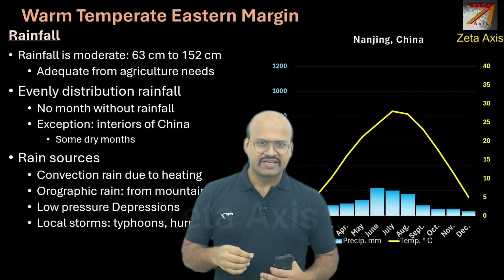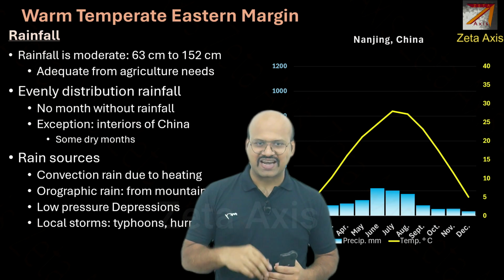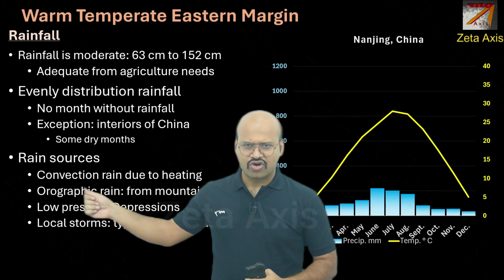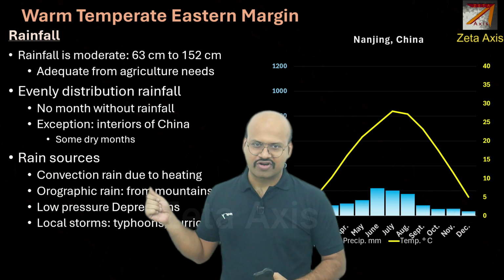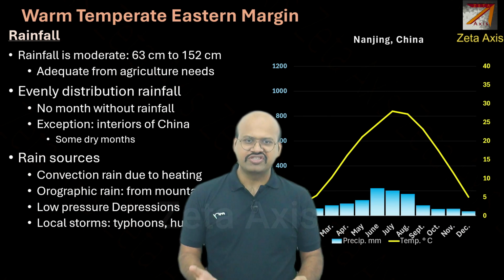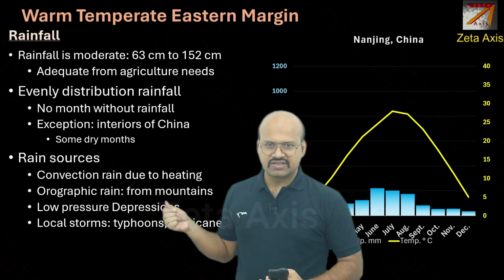So the sunlight is very intense here. It is not like the polar regions where the sunlight is very inclined and the intensity is not that high. Therefore, convectional rainfall occurs here. Remember, convectional rainfall occurs because the land is heated, air rises up, and with rising air, the moisture rises up, which gives the rainfall. Orographic rain from mountains also occurs.